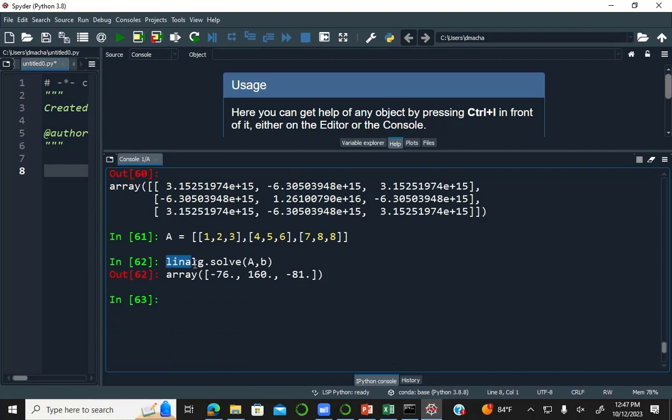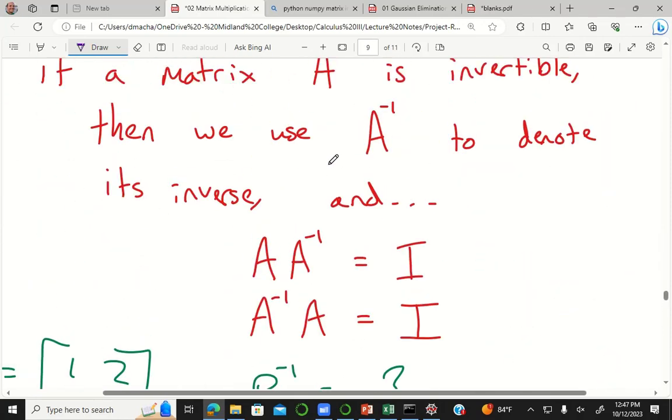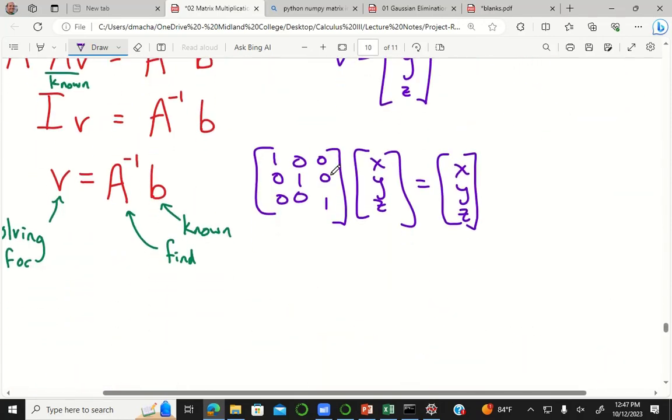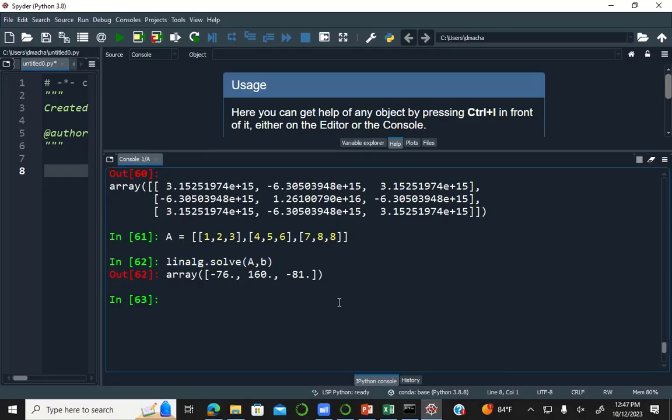Whenever I use this command in Python, what Python is doing behind the scenes is Gaussian elimination on the augmented matrix A augmented with B, like we did at the very beginning of class. What I was just explaining a moment ago is that there's another way to solve this, which is to take the inverse of A, multiply that with B, and that should give you the same solution. So let's try that.